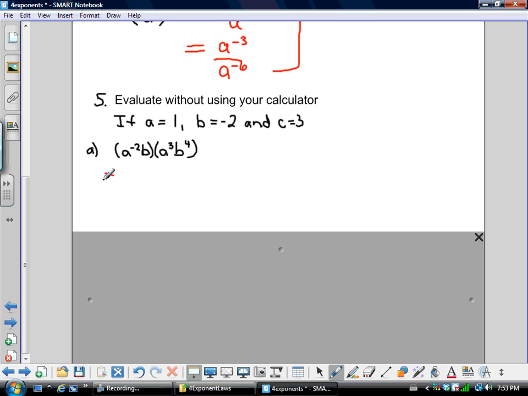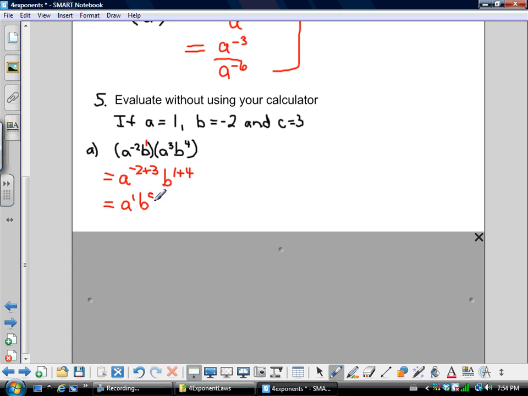So I'm going to take the a's, and I'm multiplying, so I'm going to have -2 plus 3. The b is going to be, if it's not showing, then it's to the power of 1. So it's going to be 1 plus 4. Really watch out for that. We don't put a number 1 when we have a power of 1. Then when we do that, we end up with a to the power of 1 and b to the power of 5.